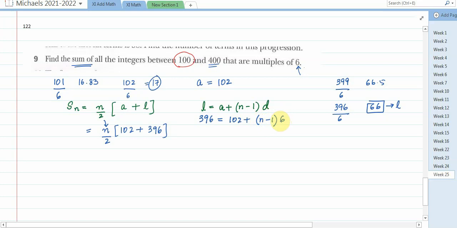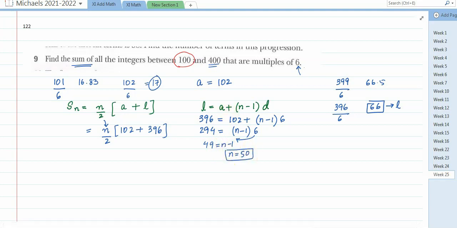Now you can easily solve it. So that will be 396 minus 102 gives you the value of 294. So it will be 294 is equal to n minus 1 times 6. 6 when you shift to the left side, it will be 294 divided by 6 leads to 49 is equal to n minus 1, and you got your value of n, that is equal to 50.